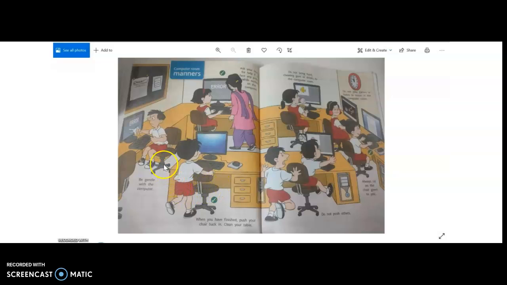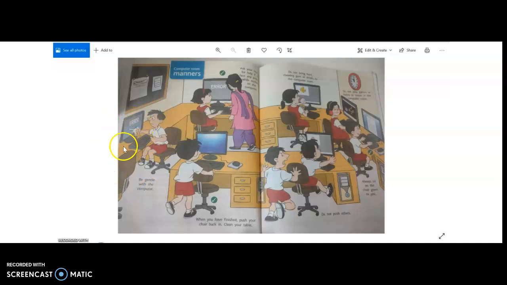So, as we have good manners or good habits that you have to follow in the classroom, in the same way, we will have some manners that should be followed in the computer room also. So, let us see what they are. The first one: be gentle with the computer.